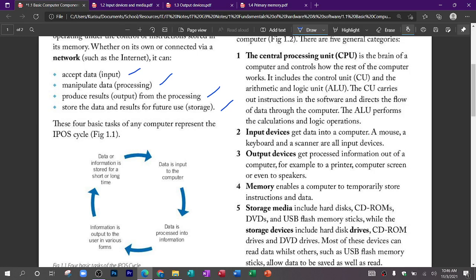Now, I would have commented that that cycle is not that it is wrong. It is correct, but we're more focusing on the 4 steps. That's our main focus. Those 4 steps: inputting data, processing the data, outputting data or information, or basically results, and storing that data or information. So those are the main things you should remember so far. Are you guys following? Yes, sir.